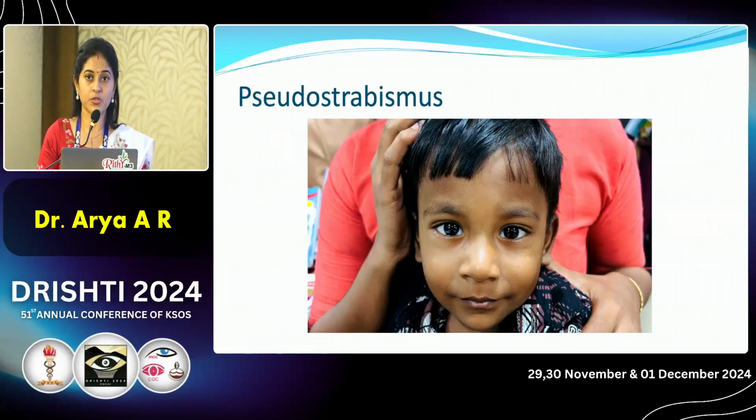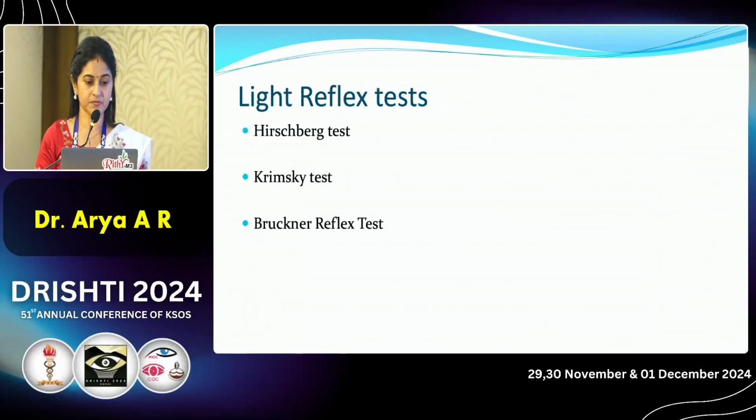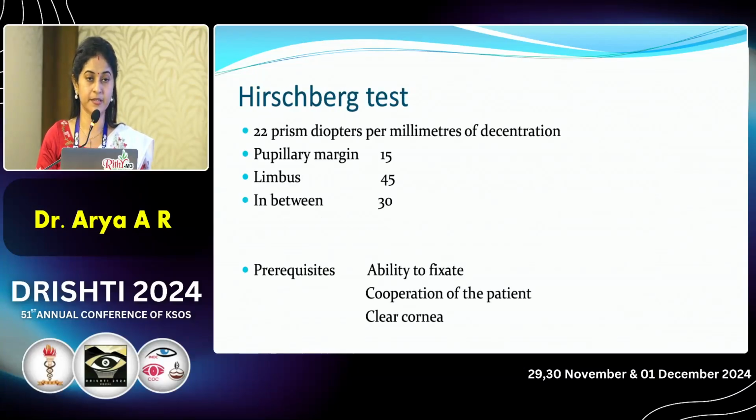We have to rule out a pseudostrabismus. In the picture you can see the child is having a broad nasal bridge, telecanthus and epicanthal fold, which produces a strabismus appearance. We need only a simple test to differentiate pseudostrabismus from strabismus, that is our cover test. So what are the important light reflex tests in strabismus evaluation? Hirschberg test, Krimsky and Bruckner reflex test.